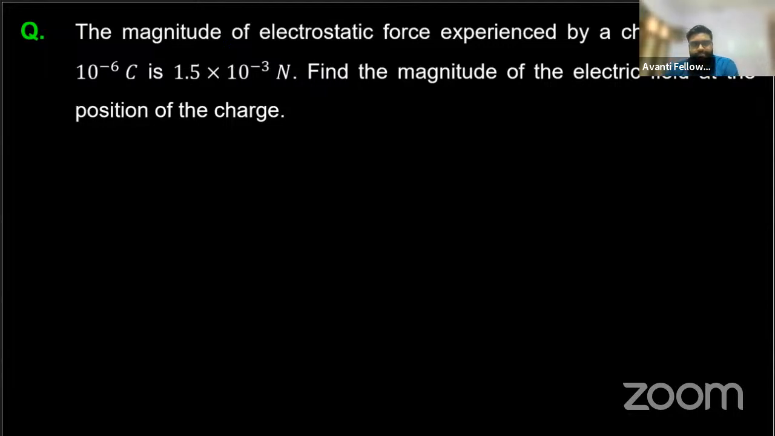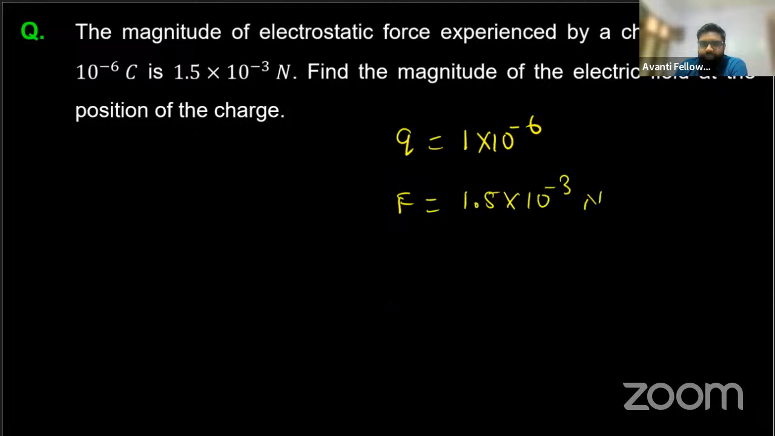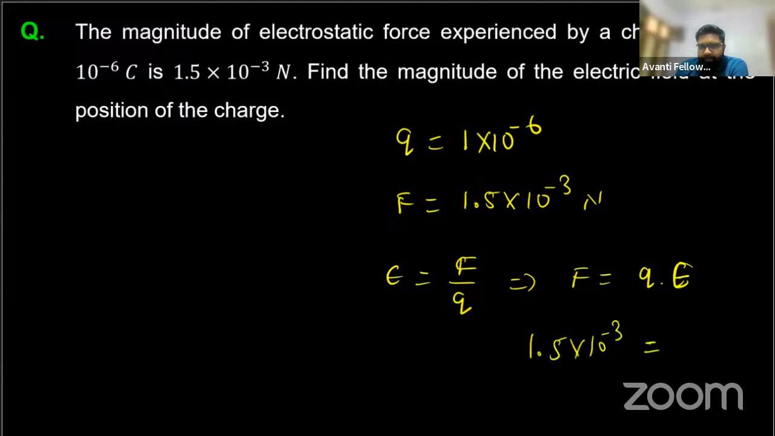So how do we start it? Look, Q is given to you, 1 into 10 raised to the power minus 6. The force acting on this particular charge is 1.5 into 10 raised to the power minus 3 Newton. Now we know that electric field is nothing but force per unit charge, or you can say force is nothing but Q into electric field, right? Force is given as 1.5 into 10 raised to the power minus 3. Charge is given as 1 into 10 raised to the power minus 6. E. So E here will become what? 1.5 into 10 raised to the power 3.